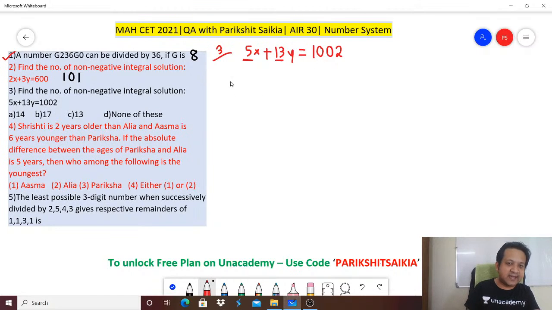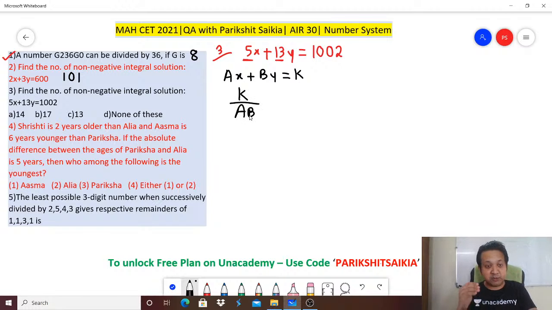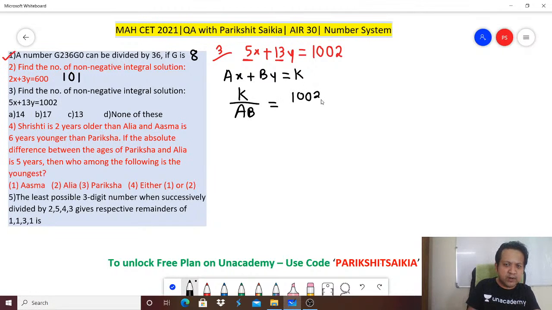So in this case, the number of non-negative integral solutions of ax plus by equals k is given by k divided by ab. Last time it was plus 1. Here there is no plus 1. What will it be? K divided by ab. So let's do it. What is the value of k? 1002. What is the value of a and b? 5 and 13. So 1002 divided by 65. Please do this. How much will you get? 15.41.